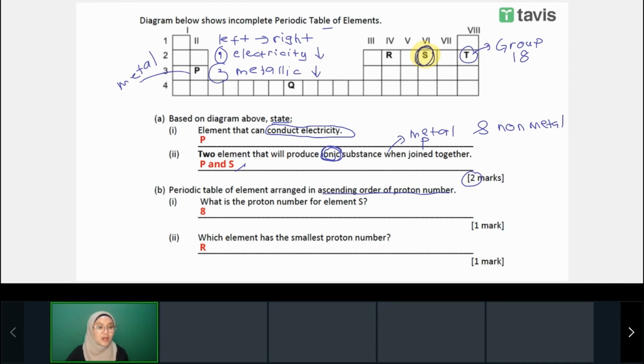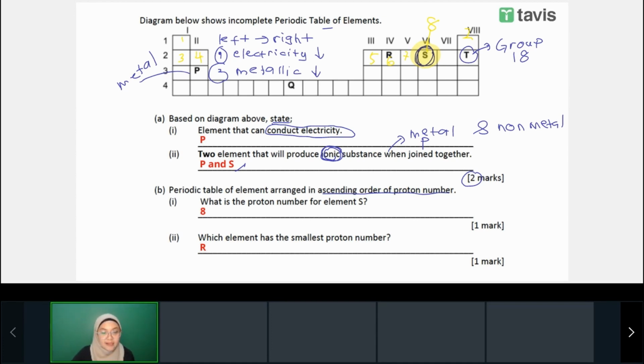Okay, let's count together. This one, 1. Then 2, 3, 4, 5, 6, 7. And this one is 8. So the proton number of element S is 8.